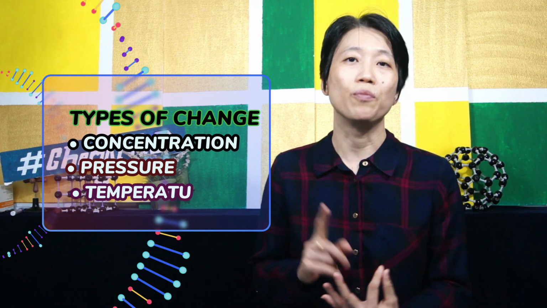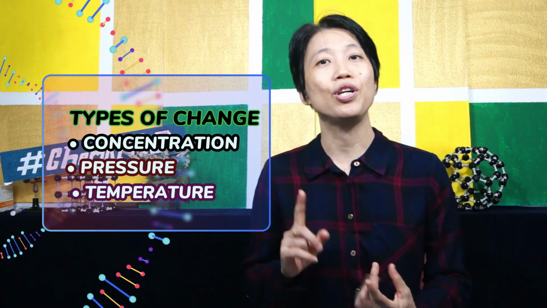Now, what are the types of change that we have here? It may be a change in concentration, change in pressure, and also change in temperature. In the last video, we learned about how a system responds to changes in concentration and pressure. In this video, we're going to focus on how a system already at equilibrium responds to a change in temperature and the adding of catalysts.